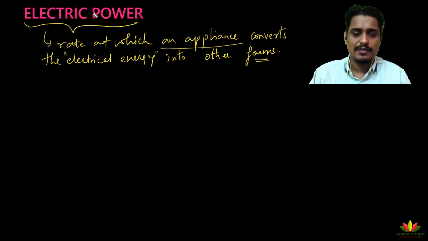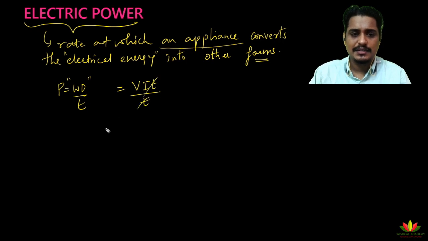And we have already seen in our junior classes, power is equal to work done by time. So power is equal to work done by time. What is work done? That energy which we have found now. So what was that? That was V I T by T.